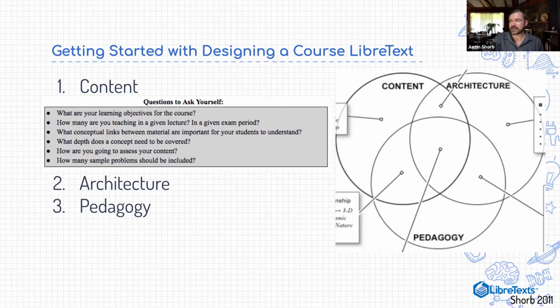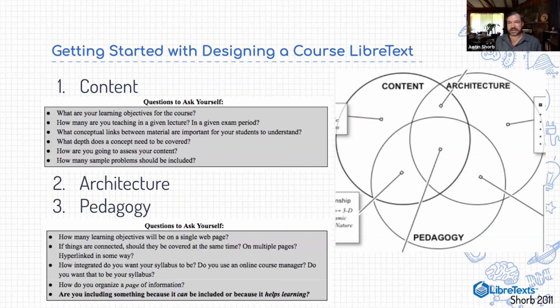So those are content questions, but there are also architecture and pedagogy questions. How many learning objectives are you going to stick on one single web page? How long is that page going to be? If things are connected, should they be covered at the same time, or should you cover them on 2 different pages hyperlinked together? How integrated do you want your syllabus to be? Do you want an online course manager to detail each learning objective you have? Or do you want that to be on your syllabus where people go back to that every time? Should your syllabus be part of your textbook?